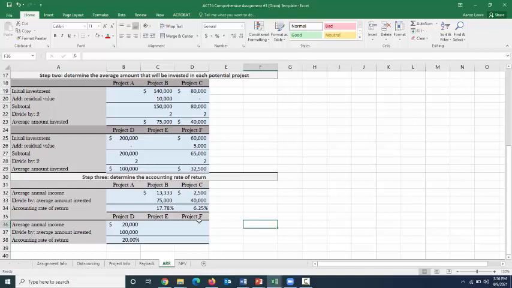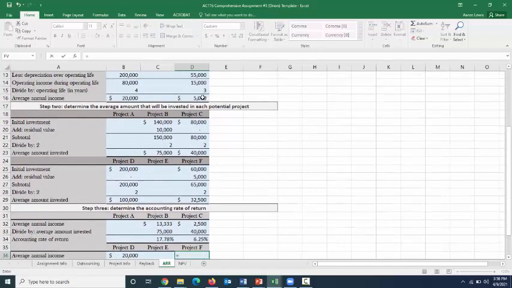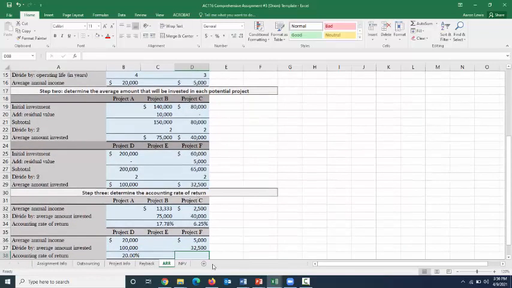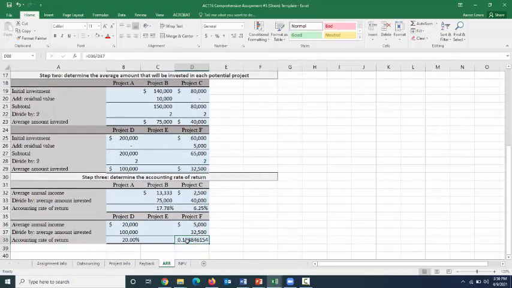And then lastly, we have project F. Project F's average annual income is 5,000. Its average amount invested is 32,500. And if we take 5,000 and divide by 32,500, we come up with, in percentage, 15.38%. So we have the ARR for our 4 remaining projects.